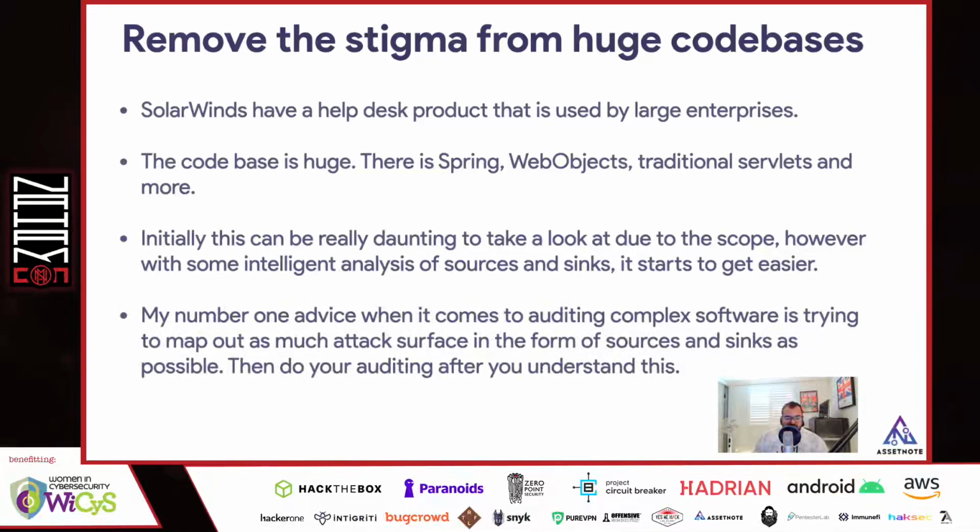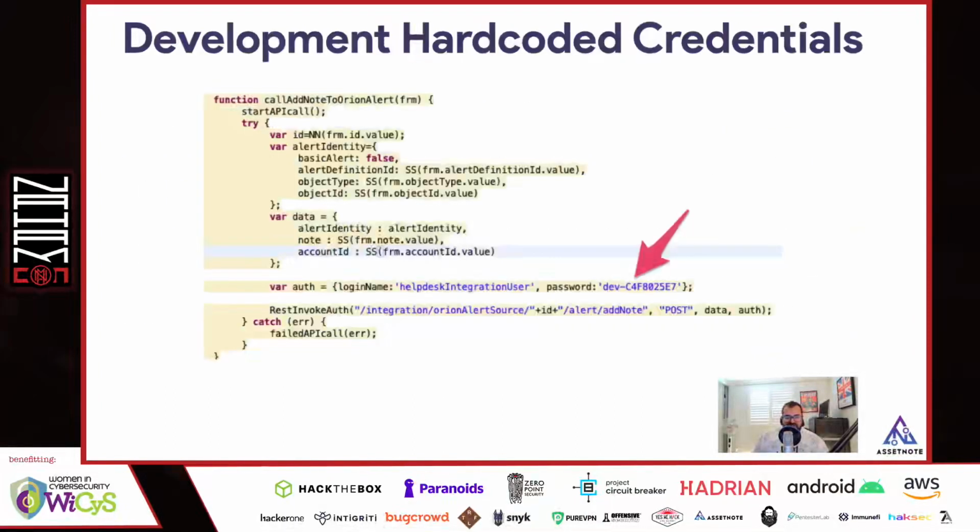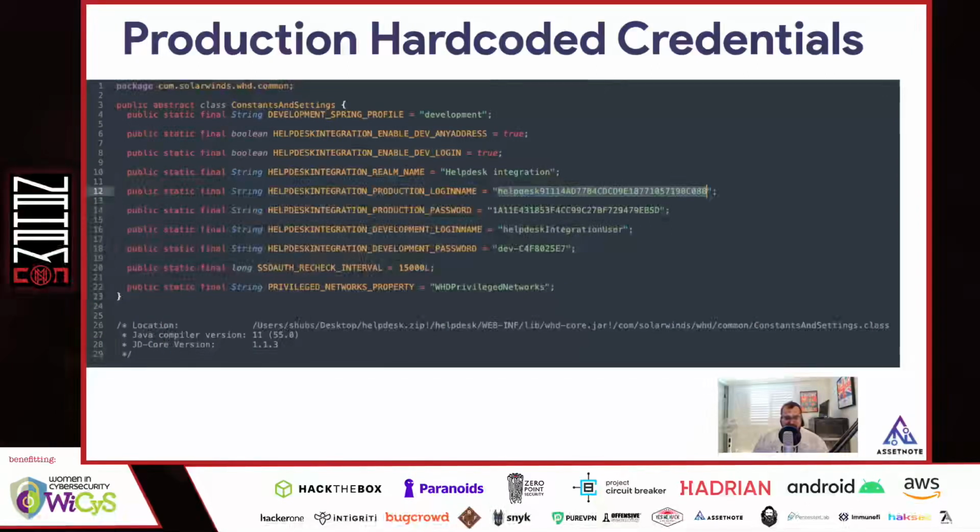My number one advice when it comes to auditing complex software is to map out as much of the attack surface as possible in the form of sources and sinks, and then do your auditing after you understand this. One of the first things we found when looking through the source code was hard-coded credentials. We saw some JavaScript that had these in there, and immediately we started searching the entire code base for them. We found production hard-coded credentials as well, defined as constants in the source code, with a login and a password.